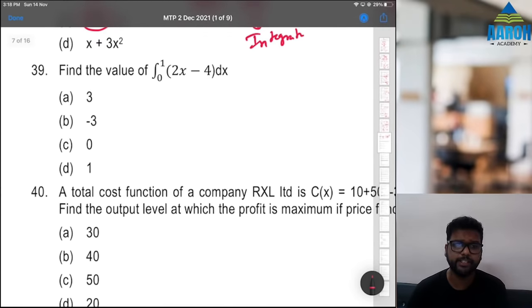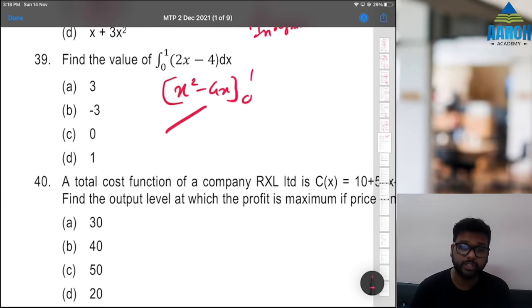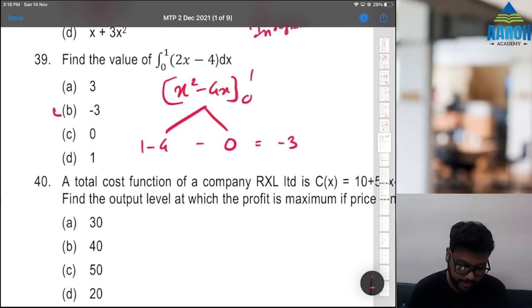Next, 39, easy. Integration of this, let's integrate 2x, so it will be 2x square by 2, that is x square, minus 4x, from 0 to 1. So let's put 1 first. 1 minus 4, let's put 0. So that is 1 minus 4, minus 3, minus 0. So minus 3 is the correct answer, option B.